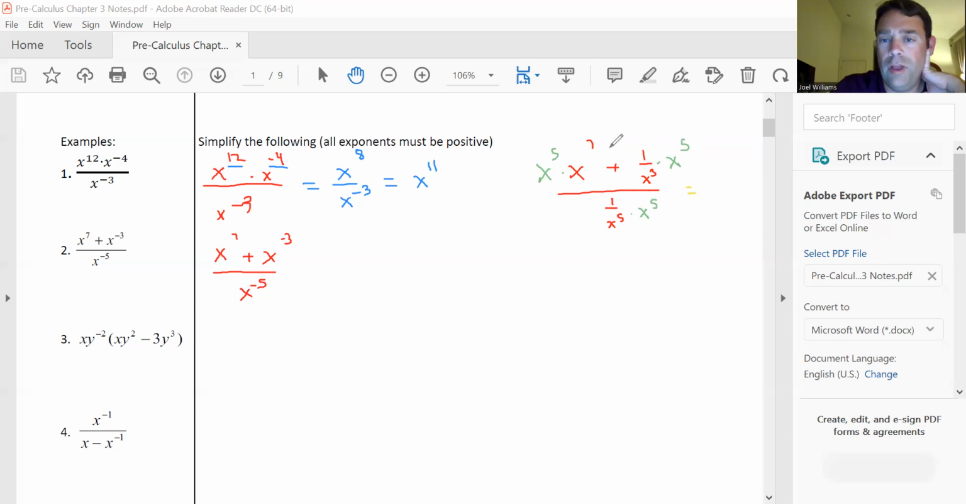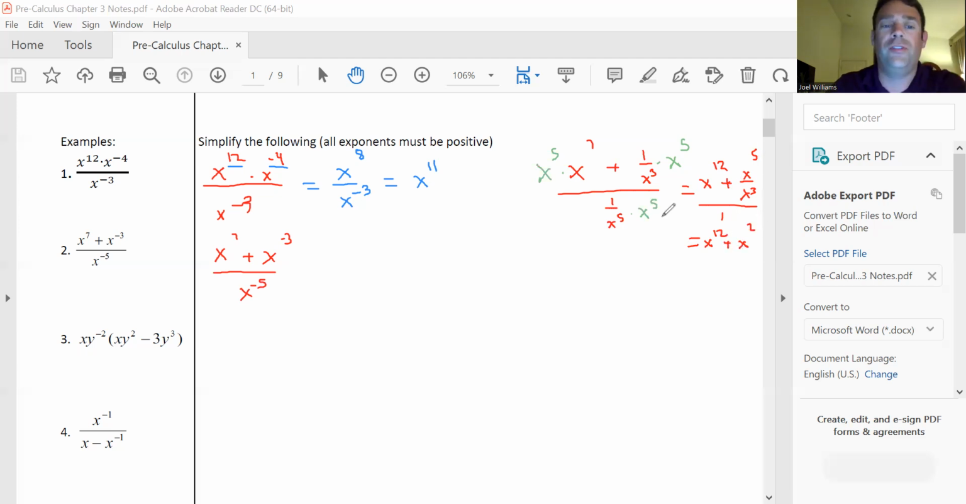That's not the color we wanted. There we go. You'd end up with 5 plus 7, that'd be x to the 12th, x to the 5th over x to the 3rd. And the denominator, you would have 1, which would lead you to x to the 12th plus x squared. And that'd be totally okay to do it that way.